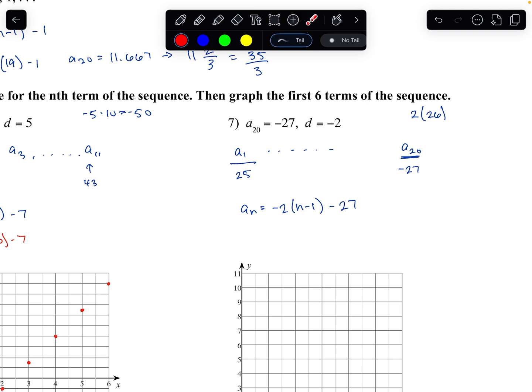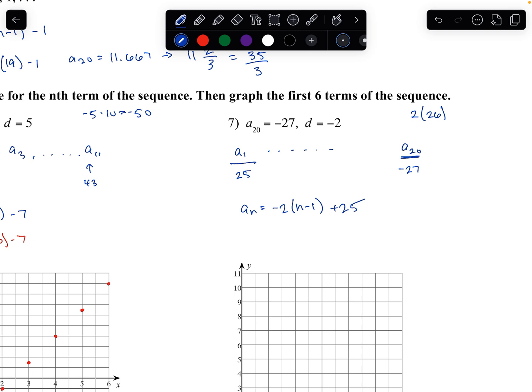So negative 2 times 19. Oh no, this isn't looking good for me. Minus 27. Did I do it the wrong way? I think I might have. Oh, what am I doing? That's not minus 27. That's plus 25. Sorry, I didn't put the right one. So that makes a lot more sense. So negative 2 times 19.